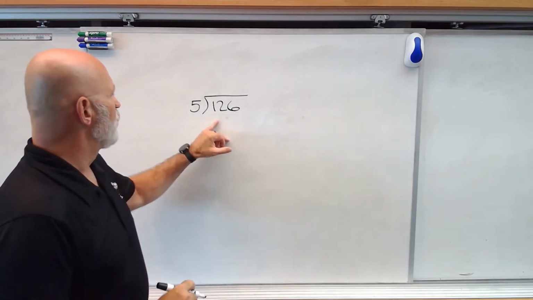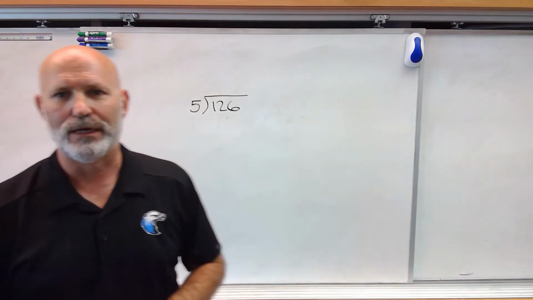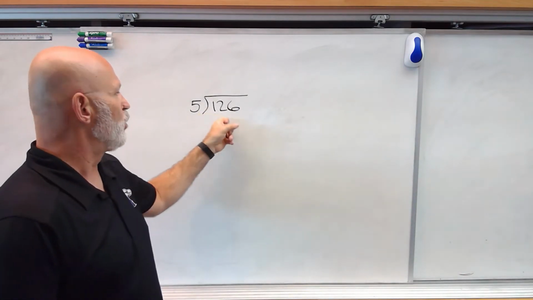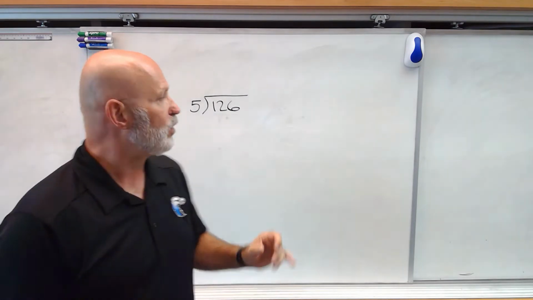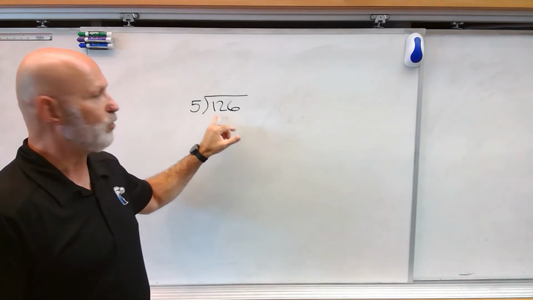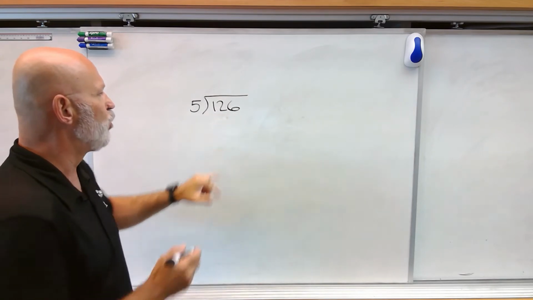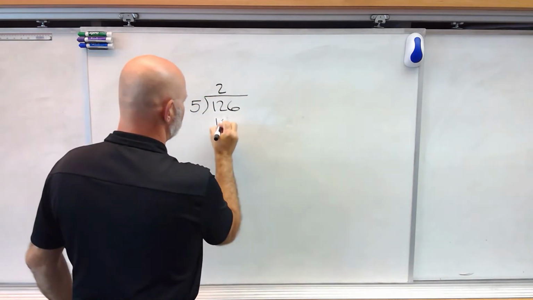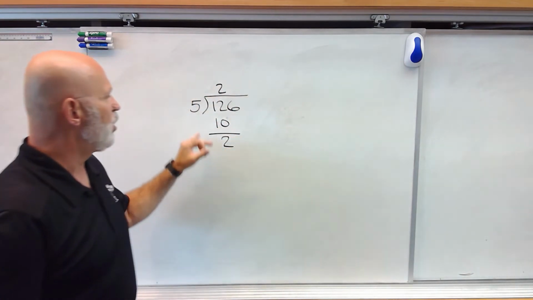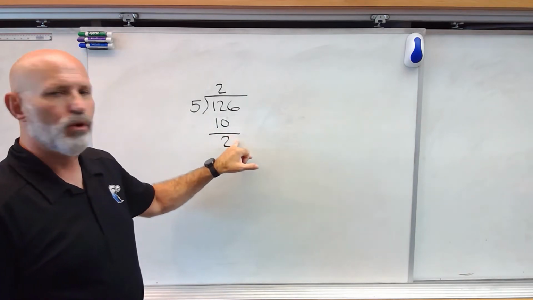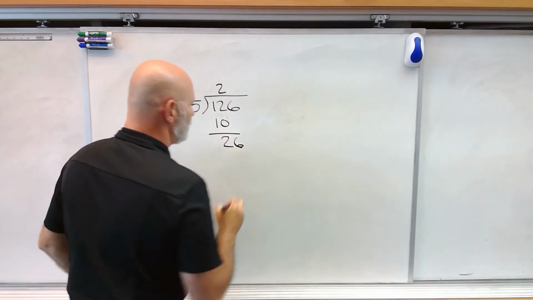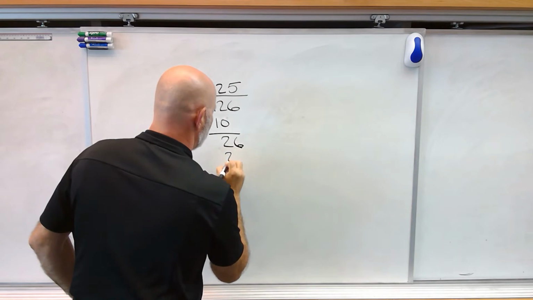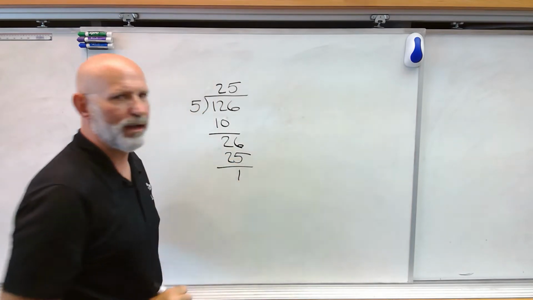Okay, so now we've got 5 goes into 126. How many times? Well, I chose this because it's going to have a remainder, because I know that 5 won't go into 126 evenly. So first off, 5 will go into 12. It won't go into 1, but will go into 12. So it'll go into 12 twice, because I know that 5 times 2 is 10. Now I know that 5 won't go into 2, but it will go into 26. So I'm going to bring down the 6. So 5 goes into 26 5 times. And I have a remainder of 1.